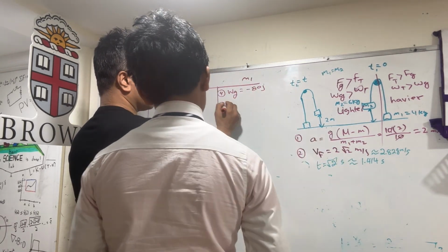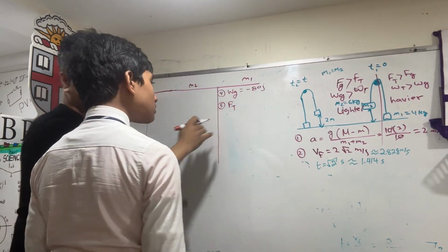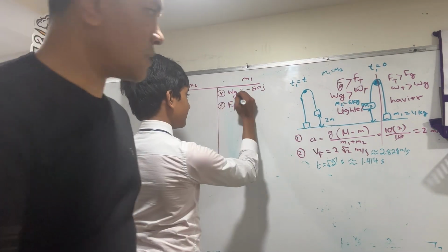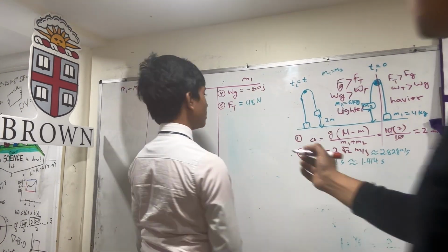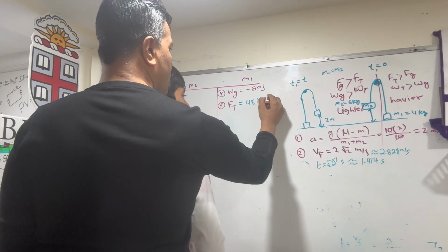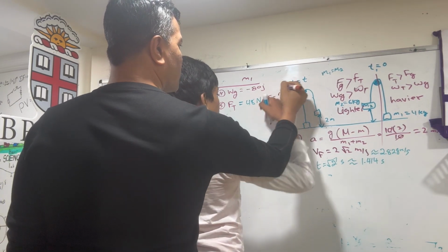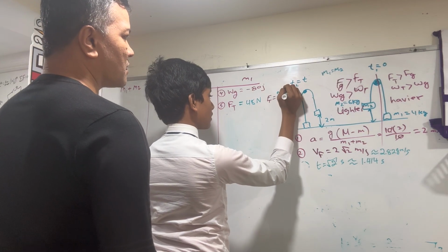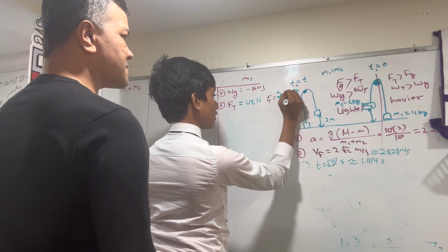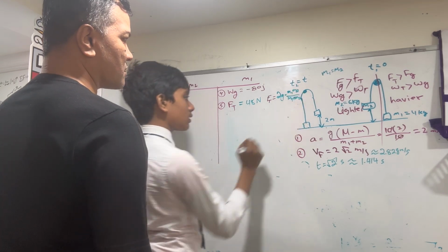Number 5, can you find the F_T? Well, we found it very long ago. It was 48 newtons, good. That came from the equation F_T is equal to m(g plus a). No, we did this. That's another equation, right? Okay.